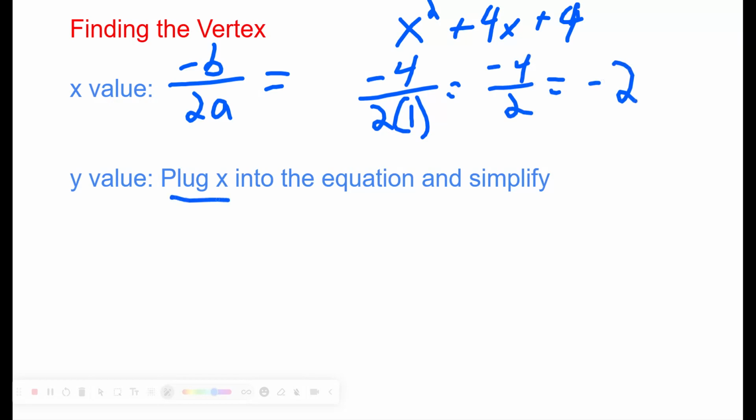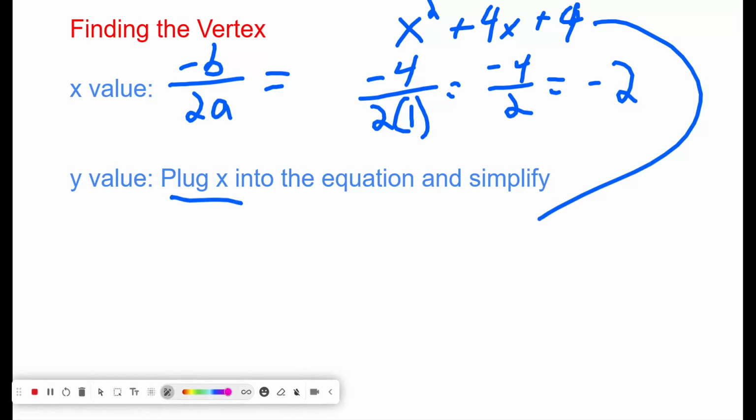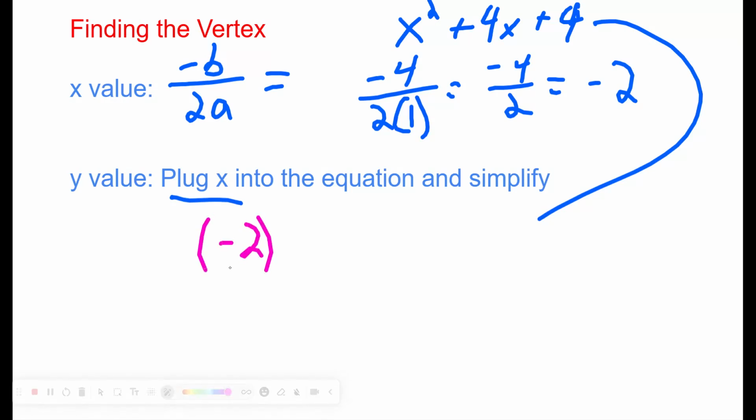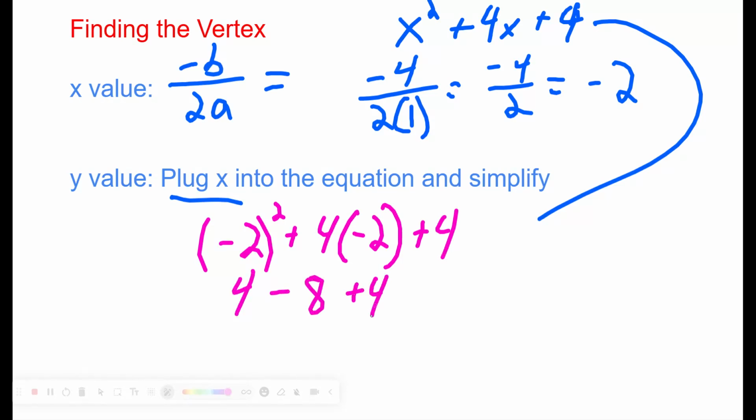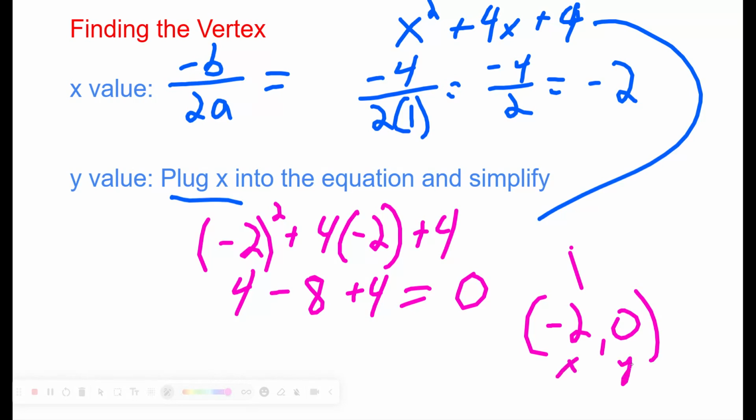For my y value, I'm going to plug x into the equation and simplify. Bringing that equation down here, for my y value I'm going to plug in x with negative 2 squared plus 4 times negative 2 plus 4. Negative 2 squared, I'm going to simplify that as 4 minus 8 plus 4. Oh, that's nice, it equals 0. So my vertex for x squared plus 4x plus 4 is negative 2, comma, 0, x value, y value. There we've got our vertex.